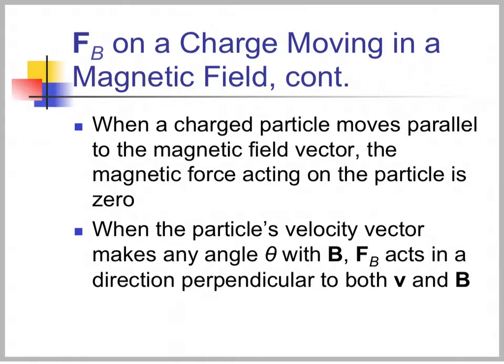When a charged particle moves parallel to a magnetic field line, the magnetic force acting on it is 0. And when the particle's velocity vector makes an angle theta with the magnetic field, there's a force that acts on it, and it's in a direction that's perpendicular both to the velocity and to the magnetic field.